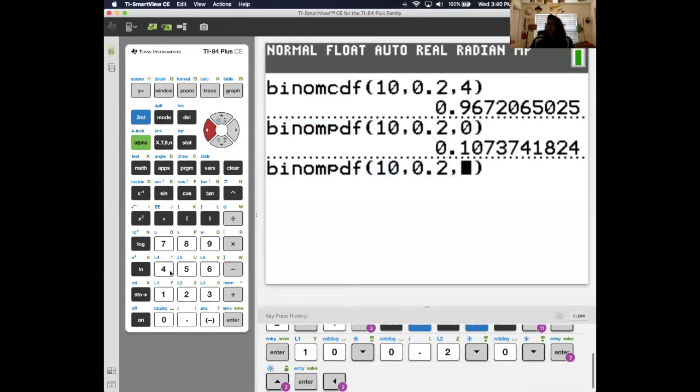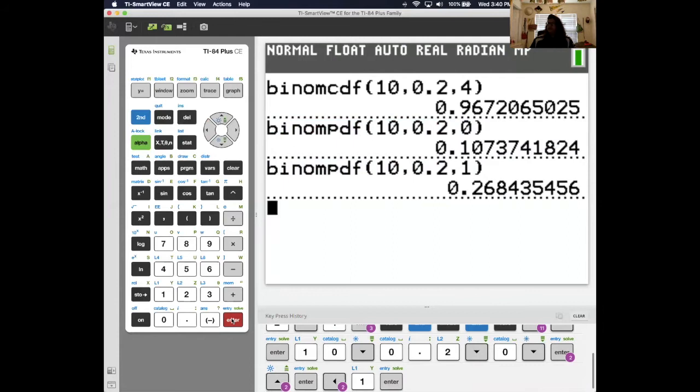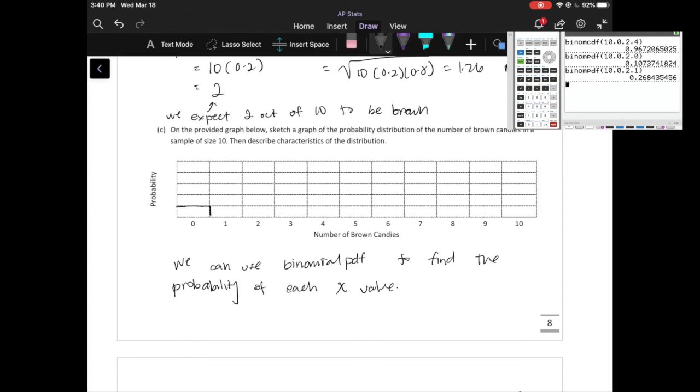So I'm going to go back up. I'm going to hit 1. And I have a 26% chance of having a brown M&M. So I'm going to go ahead and draw this into the graph. I've done this all for you. So at 0, it's 10%. For 1, it's 26%.